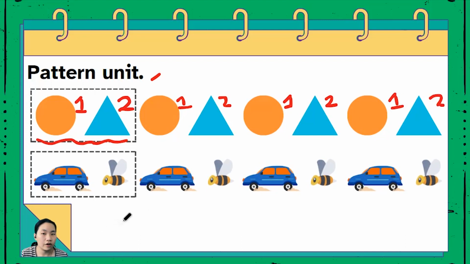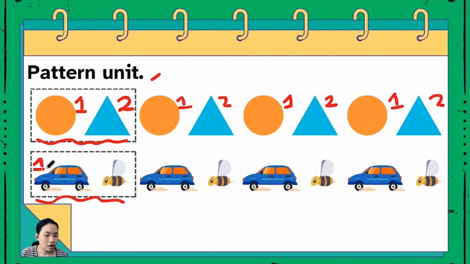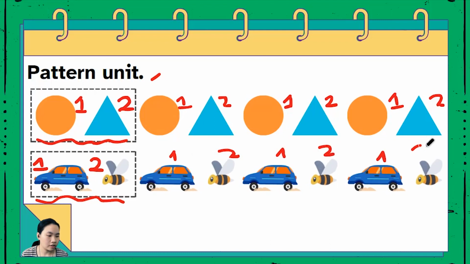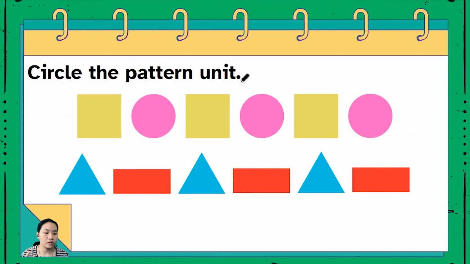Now down here we have cars and bees. And as you've seen, I have outlined the pattern unit already. One car goes before a bee. So the bee, I would assign it the number 2. 1, 2, 1, 2, 1, 2. I want you to define the pattern unit. I have 2 patterns over here, 1 and 2. Each of them has 2 objects or 2 elements, okay? 2 types of shapes.